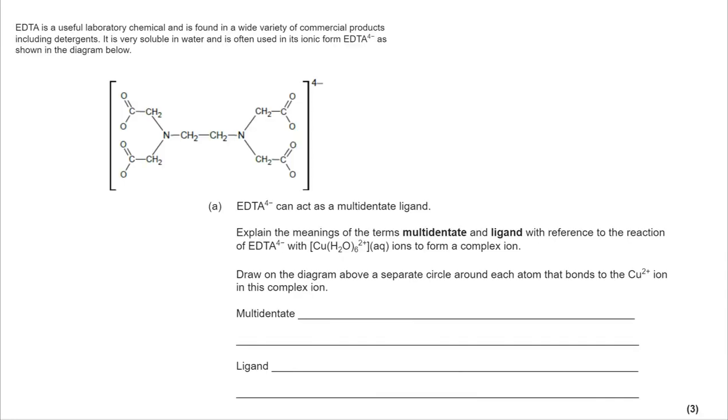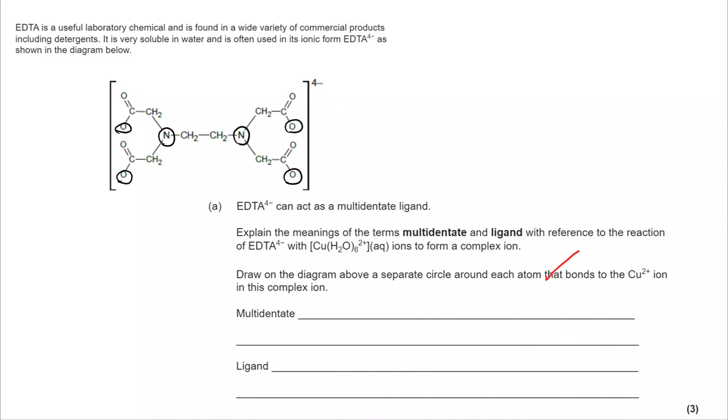So if we go back to part A, you can see here that the structure of EDTA has been provided and always will be. It's actually the EDTA 4- ion. We're told it can act as a multidentate ligand. Your first job is to draw a separate circle around each atom that bonds to the Cu2+ ion. So even though you don't need to learn the structure, you do need to be aware of where the lone pairs are that are going to form the coordinate bonds with the central metal ion. And there is a symmetry to them. They are on the ends close to the centre, and they are on the O with a single bond, not the double bond. All of those, and you get 1 mark.